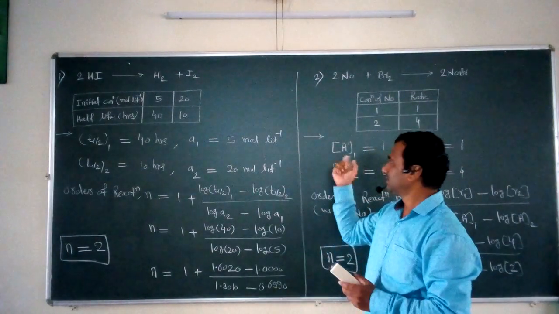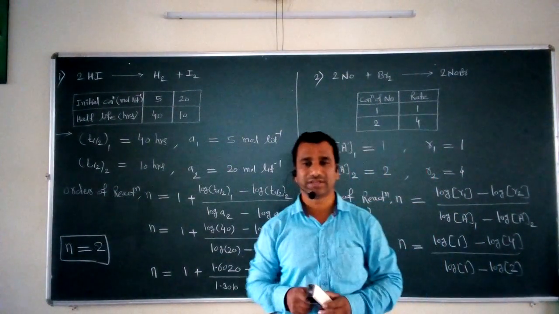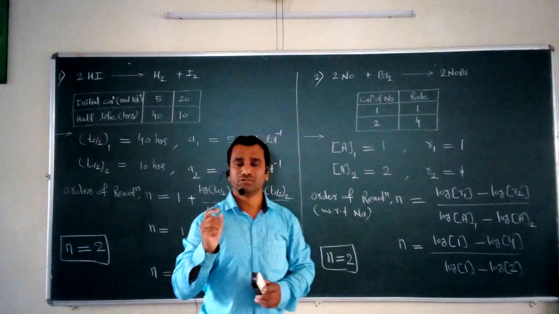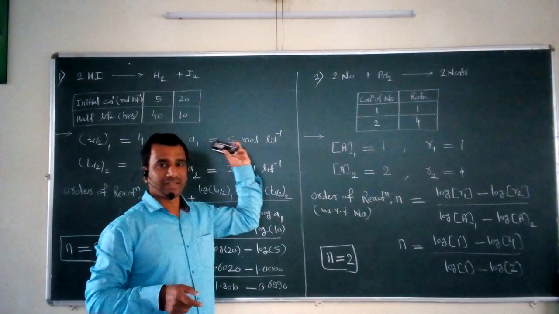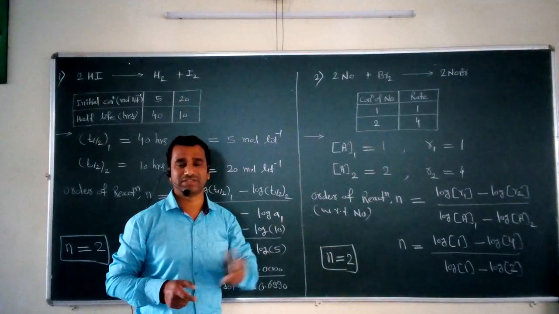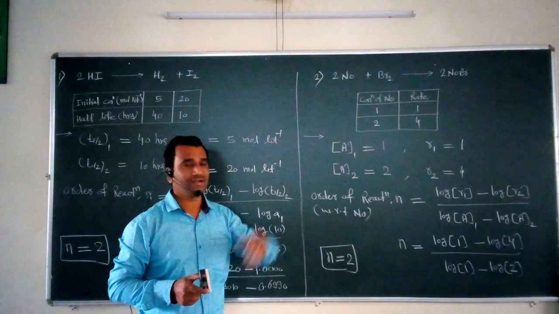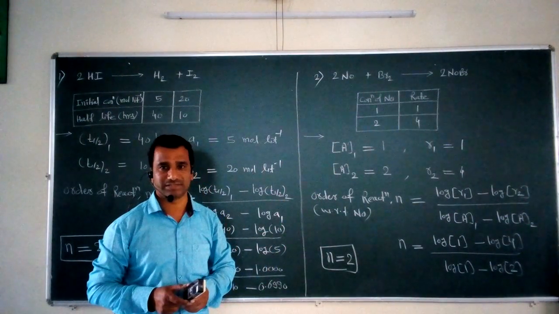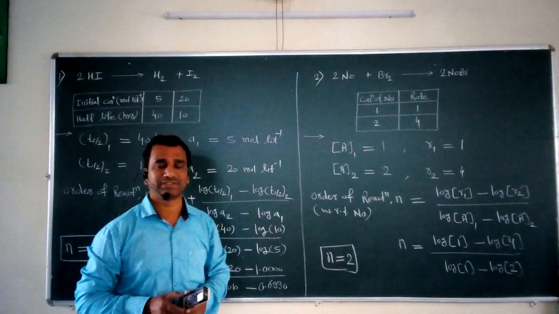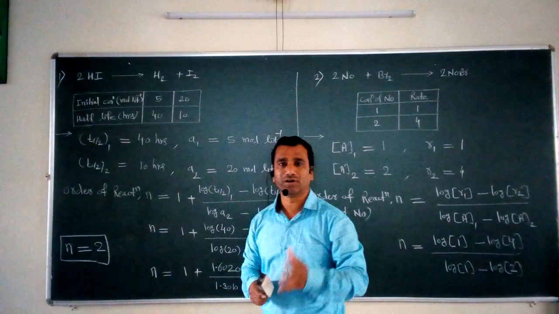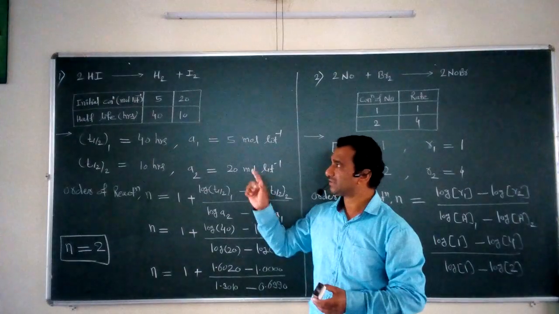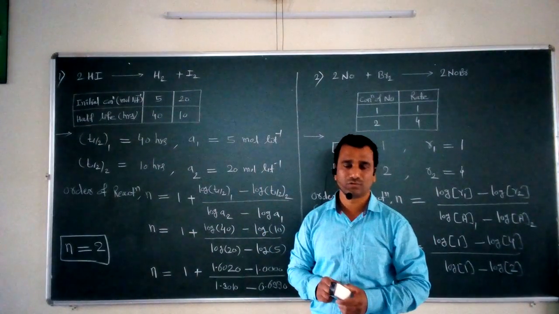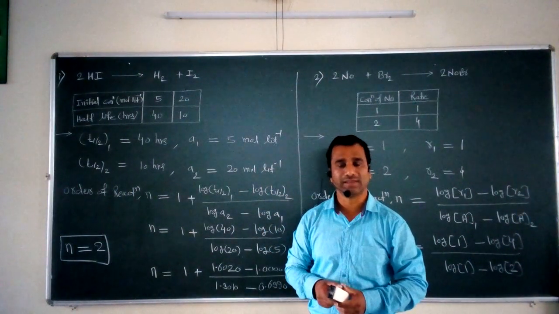So this is the second type of simple numericals based upon suitable equations, one based upon the half-life period and the second based upon the differential method, depending upon the rate of a particular chemical reaction. By using this type of simple equations, we may calculate the order of a given chemical reaction. So these are the two simple numericals to solve the order of chemical reactions.